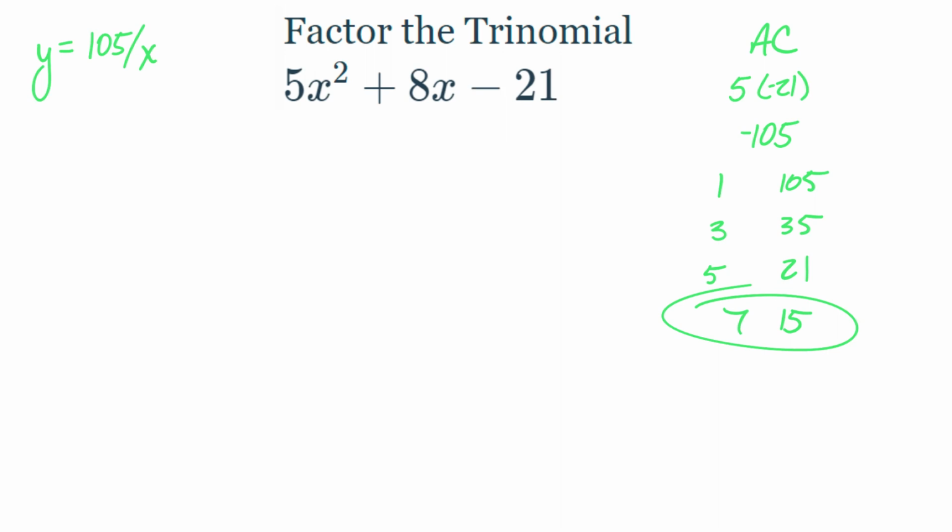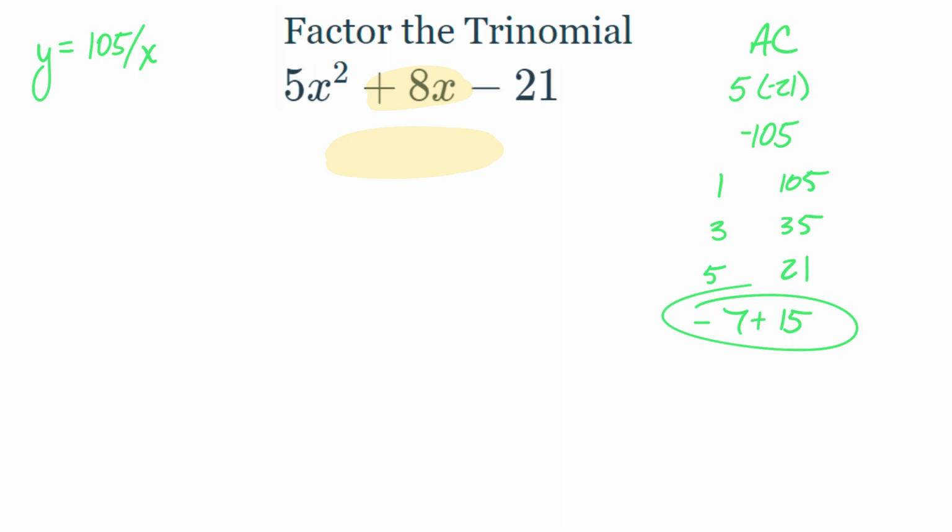I need it to be a positive 8, so the 7 is going to have to be the negative one, and the 15 has to be the positive. If I did it the other way, then it would have ended up with a negative 8, which is not what I want. So here we go. We are going to change our 8x into a different version of 8x. And that version in this case is going to be 15x and negative 7x.